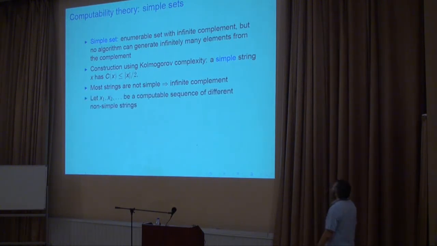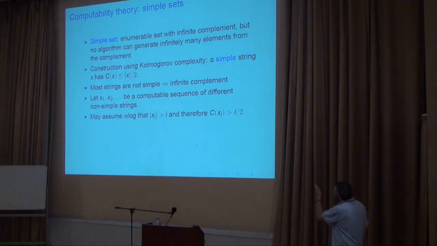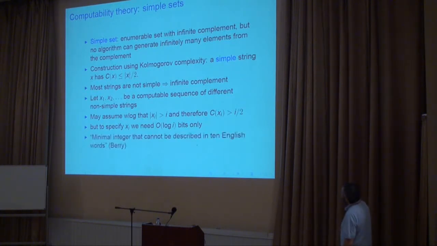But we cannot effectively generate non-simple strings, because if we could, then we could generate arbitrarily long non-simple strings, that is, strings with arbitrarily high complexity. So we could compute, for given i, some string of complexity at least i over 2. But on the other hand, to specify the string, given the algorithm, we need to specify only O(log i) bits, which is less than i over 2. And so we come to the Berry paradox, which you all know, and get a contradiction.